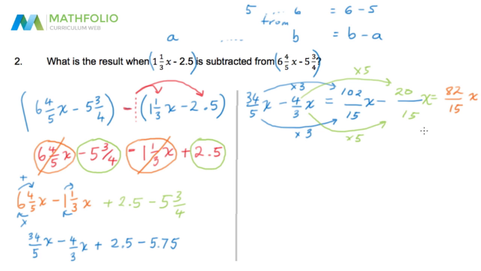And this can be brought back from an improper fraction to a mixed number. 15 goes into 82. Well, we could count up in 15s. I just know that 15 times 5 is 75, so that brings us close. So it's 5. 5 15s is 75. The remainder is 7. So it becomes 5 and 7/15 x.